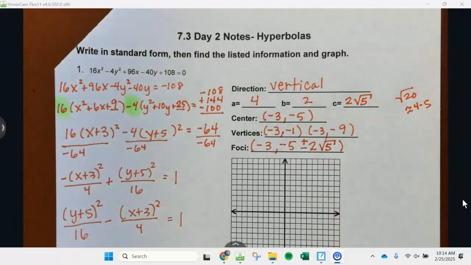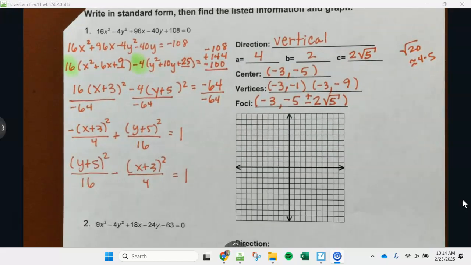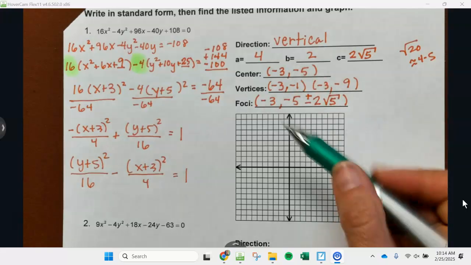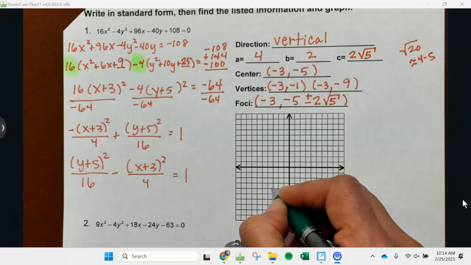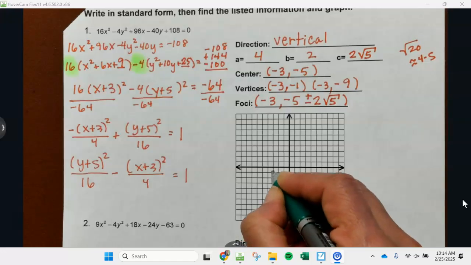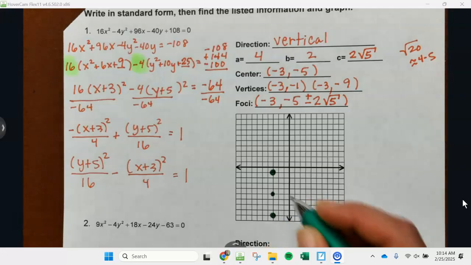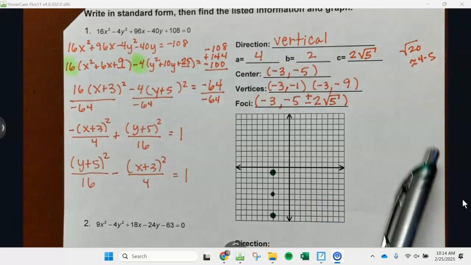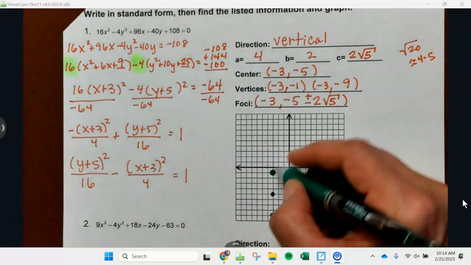Okay, let's graph this. Let's go ahead and plot the center. I'm going to go 4 up, 4 down, draw the vertex. 1, 2, 3, 1, 2, 3, 4, 5. All right, both vertices. Don't forget your foci, which are going to be between 4 and 5 places away from the center.